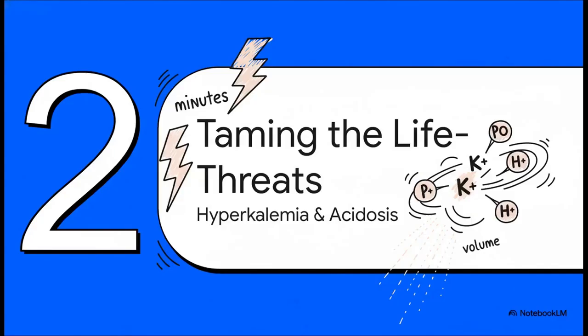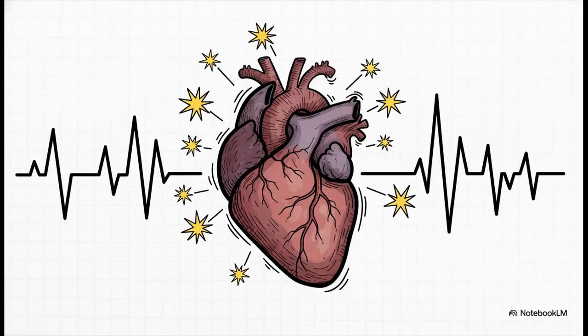All right, so once you've made that first big decision on volume, the next step is to tackle the things that can go wrong, and go wrong fast. We're talking about the complications that can kill your patient in minutes. So let's talk about hyperkalemia. This really is the silent killer in AKI. And the reason we're so terrified of it, it's all about the heart. High potassium makes the cardiac muscle unstable and can trigger deadly arrhythmias out of nowhere.